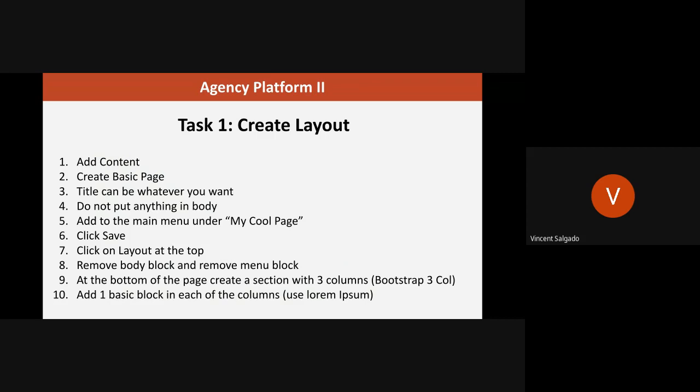And then go to the layout at the top, go into the layout builder, and then remove the body block, remove the menu block, and then at the bottom of the page, actually ignore these last two rows. I haven't gone through this with you guys, but I want you to do everything up to 8, and then make sure you add in a banner and add in the card set that we just did. And then let me know if you have any questions.